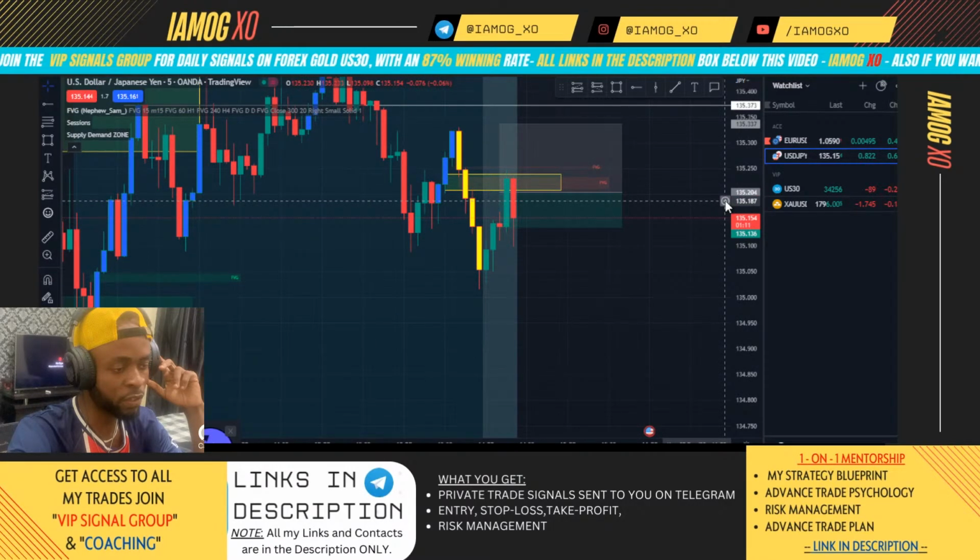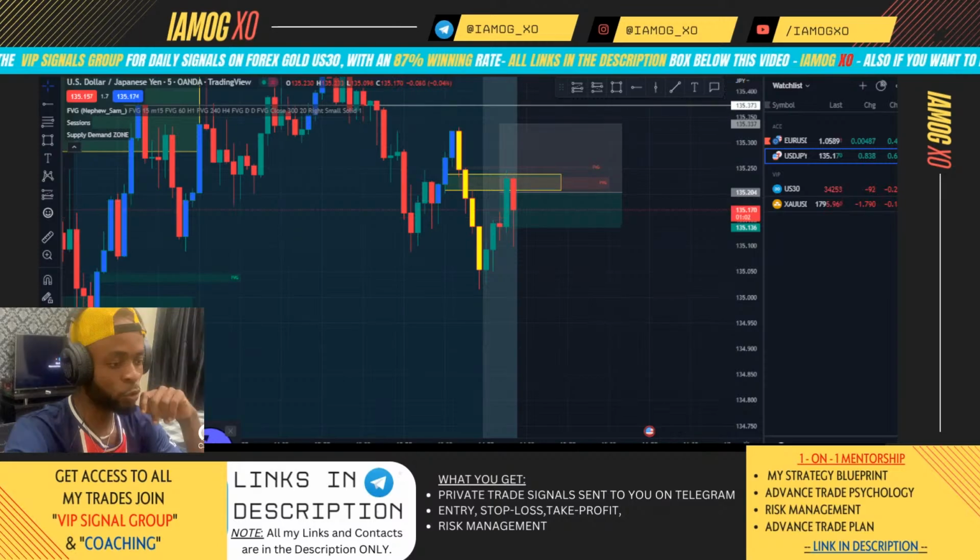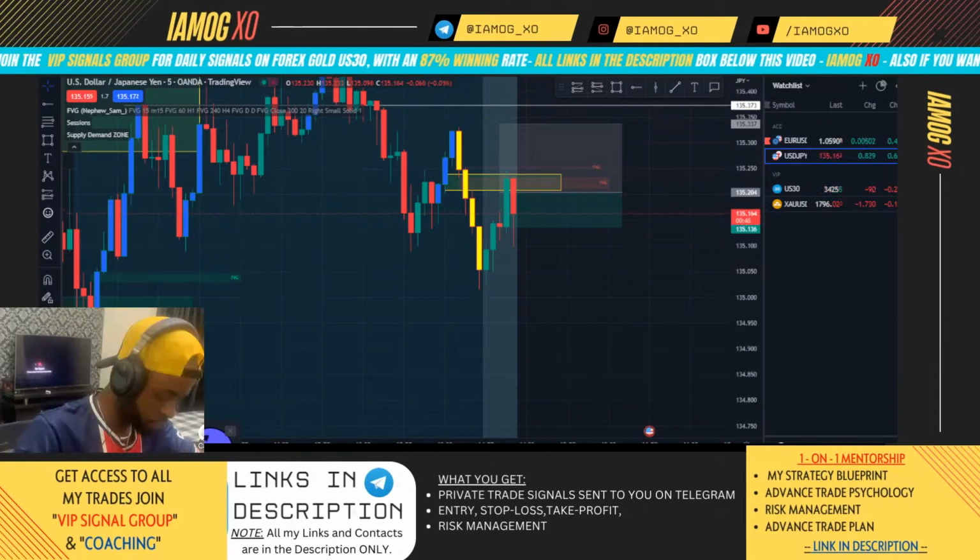Let me quickly call this on my VIP group and also on the free Telegram group. So quickly move your stop loss to break even now. So I just called this moving of stop loss to break even now on the VIP group, and I also called it straight out on the free group.